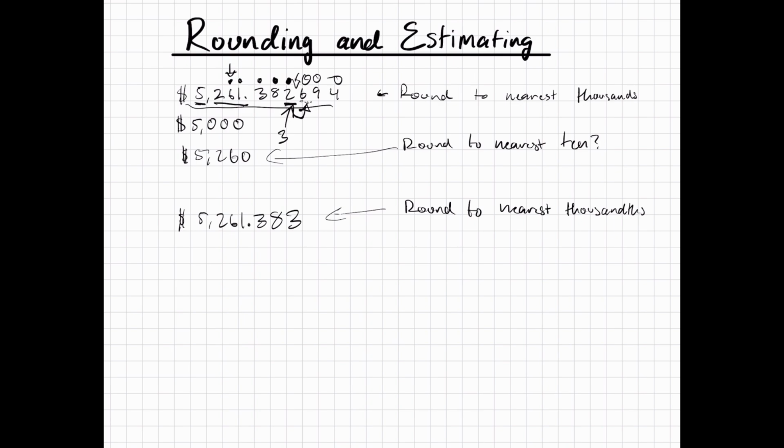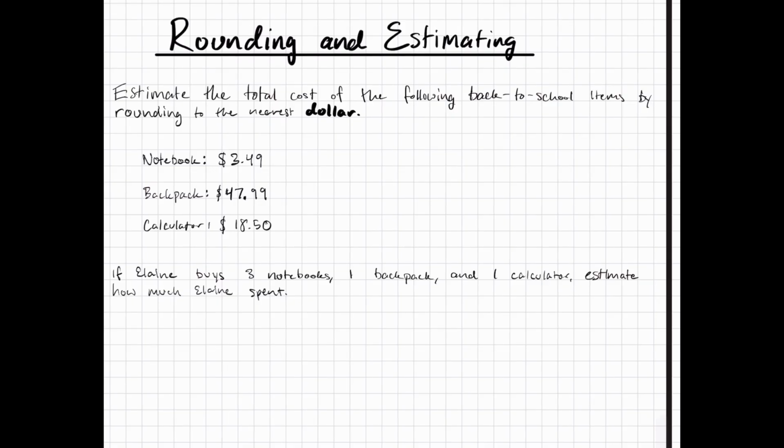Okay, so let's do an example of a question like this. Estimate the total cost of the following back-to-school items by rounding to the nearest dollar. Okay, so we're looking at the dollar. That's going to be the ones place of the dollars. So what is the notebook closest to? Here's what we do. We look at the next number over. This is where we're rounding to. We look at the next number over. We see that it's a 4. 4 is less than 5, so we're going to round down, keep us at $3. So to the nearest dollar, a notebook costs $3.